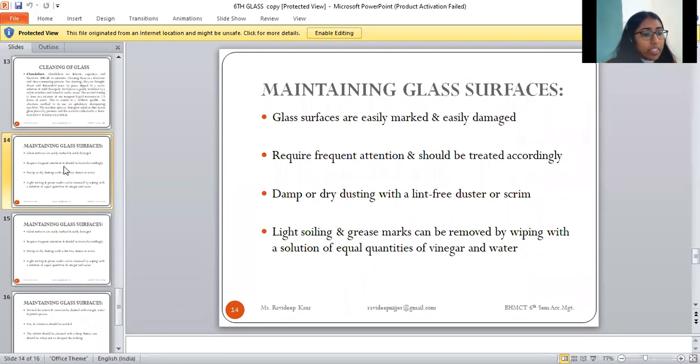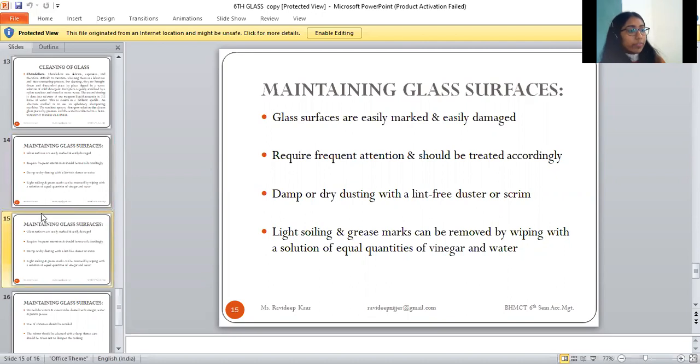Damp or dry dusting with a lint-free duster. Whenever you're cleaning any glass article, it could be scrubbed or dusted with a lint-free duster or a cloth only. Then light soiling and grease marks can be removed by wiping with a solution of equal quantities of vinegar and water. I have told you earlier that an equal quantity of vinegar and water could remove light greasy marks or dirtiness from the glass.